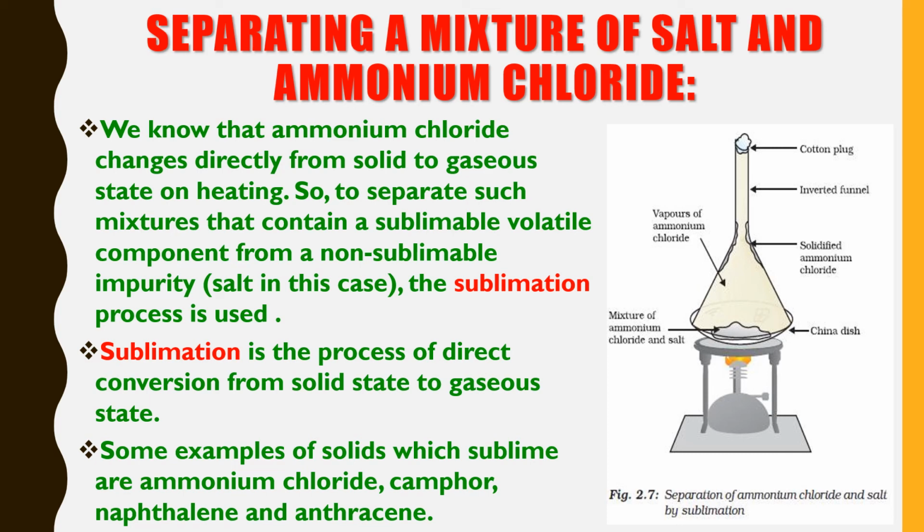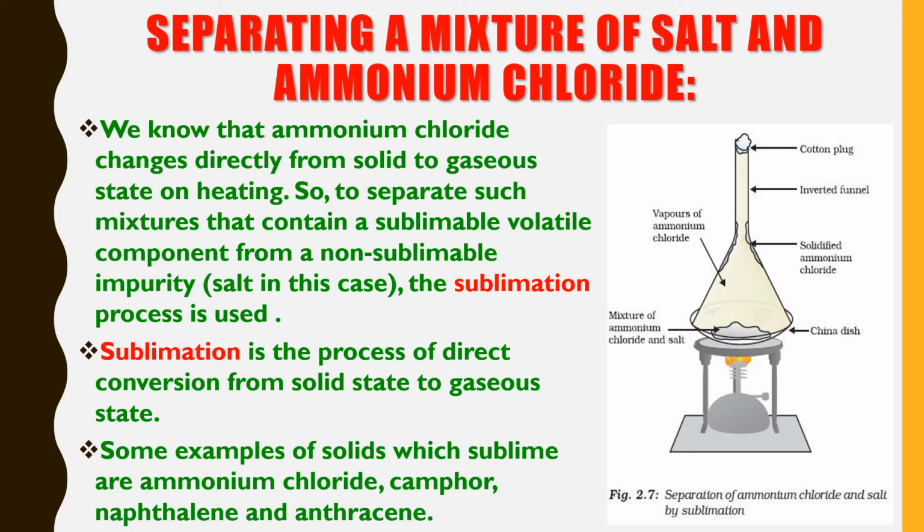Sublimation process we had already discussed in our previous chapter. But this process is being used to separate the components of a mixture. So what type of mixture? That mixture which contains a sublimable volatile component from a non-sublimable impurity. So here the sublimable component is ammonium chloride and the non-sublimable component is the salt. So that's why we are able to separate ammonium chloride and salt by the process of sublimation.